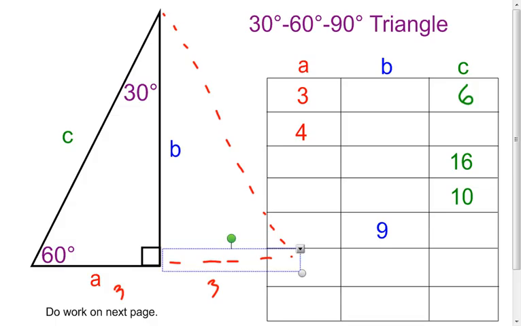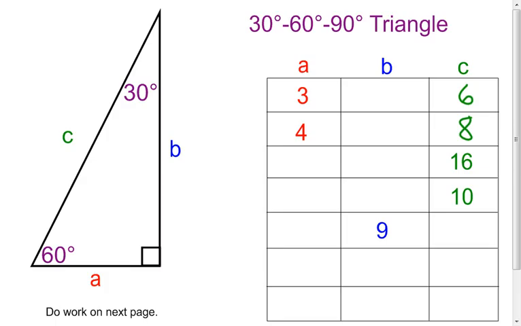I'm going to get rid of all this stuff now, so that we're back here. Now if I go to my next one, this time I tell you that A is 4. Well, if A is 4, C, the hypotenuse, is going to be 8. Which tells me if I know the short leg, all I need to do to get to the hypotenuse is multiply by 2.